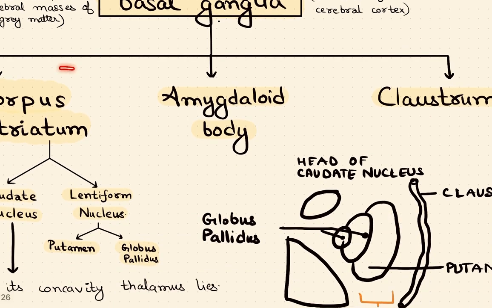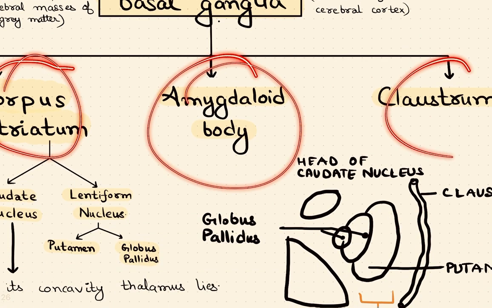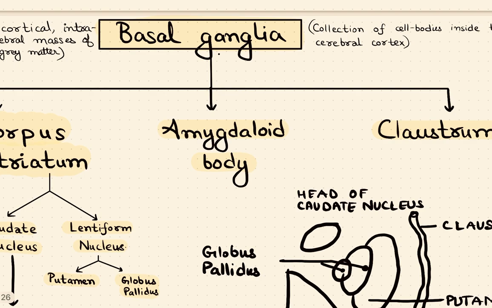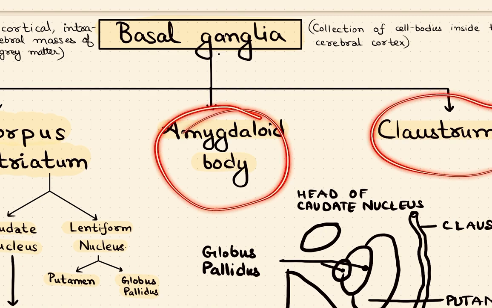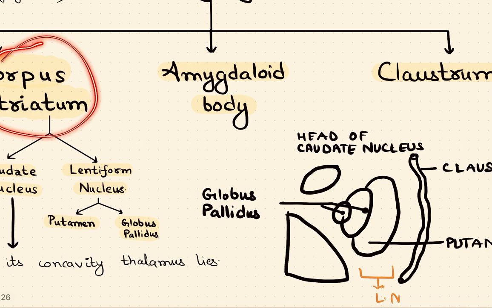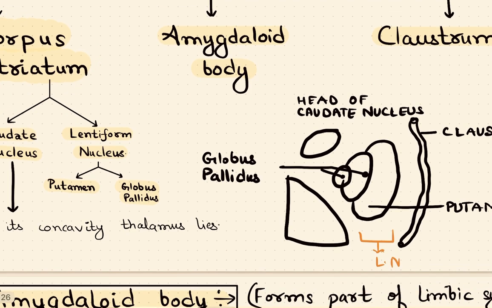So there are three things which constitute the basal ganglia. What are these? First one is corpus striatum. Some people say basal ganglia and corpus striatum are similar, but that's not true. Corpus striatum along with amygdaloid body and claustrum forms the basal ganglia. Now this corpus striatum is further divided into two structures, caudate nucleus and lentiform nucleus. Now what are the caudate nucleus and lentiform nucleus?